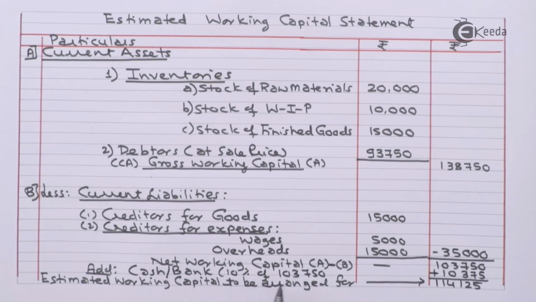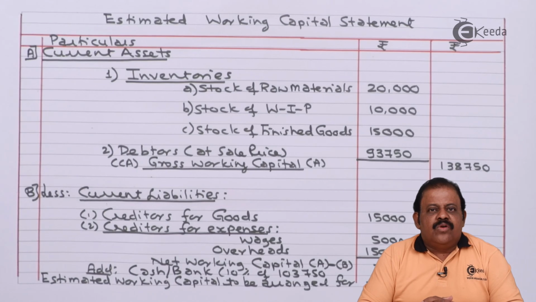Net working capital before cash bank balance 1,03,750. To this we have added cash bank balance 10%, 10,375. So final working capital we got 1,14,125, which will be called estimated working capital to be arranged for. In this question we have understood how cash bank balance we can calculate on net working capital as per given in the question without considering first cash bank balance.